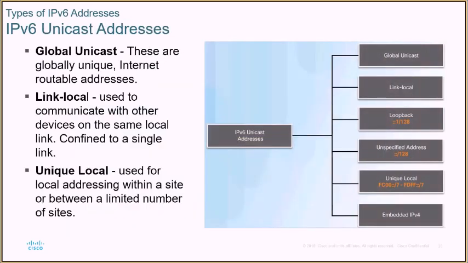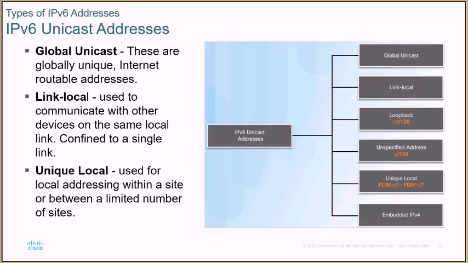Now, when it comes to unicast addresses, there are actually several ways you can go with that. A global unicast is actually the same as a public IP address in the old days. It's a unique internet routable address. So that's basically what you got in IPv4 if you exclude NAT.